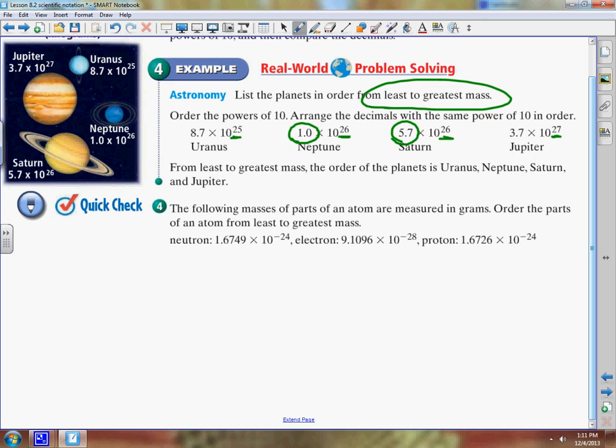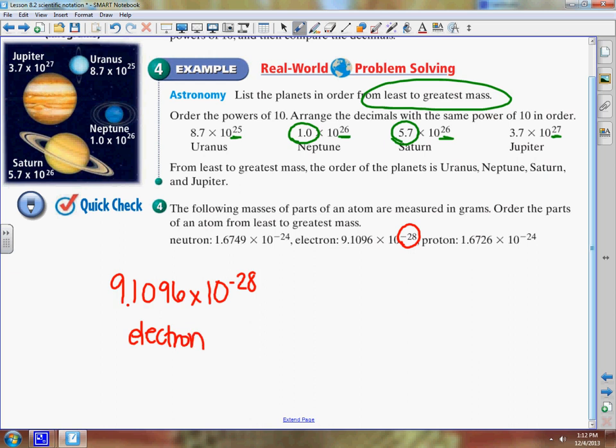Okay, so my least is going to be my biggest number, but it's negative. So it'd be negative 9.1096 times 10 to the negative 28. They kind of try and throw you for a loop because in negative numbers, that's my smallest. If you think of a number line, negative 28 is the smallest number. And so that's an electron.